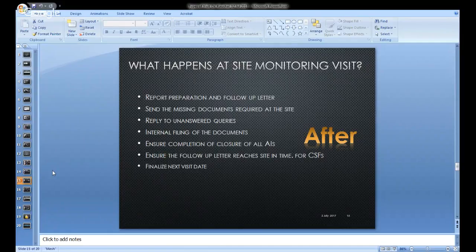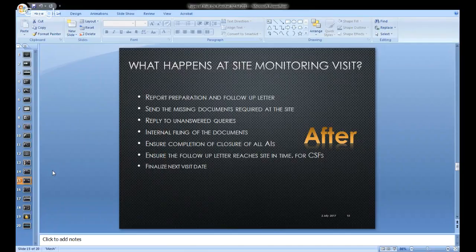Send the missing documents required at the site. Maybe during the process of monitoring, you have come across a couple of documents that are not filed, and maybe you are not carrying them with you, or something that needs to be prepared and sent across. So ensure that all these documents are sent in time so that your ISF looks complete and up to date.